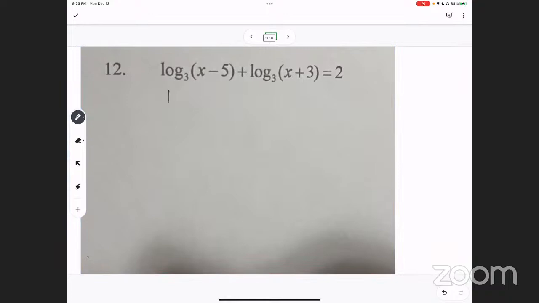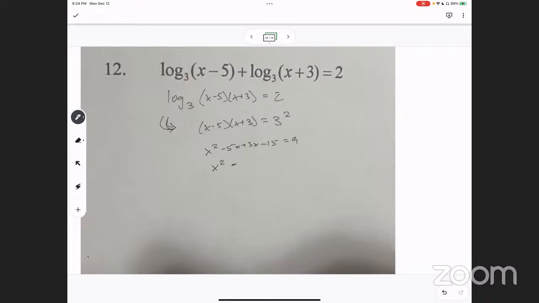So log base, same deal, right? Log base 3 of, well, this time we're multiplying x minus 5 times x plus 3 equals 2. So let's rewrite this in exponential form. 3 squared, right? That's the equivalence that I'm using to do that. So that's 9. So it's x squared minus 5x plus 3x minus 15 equals 9.